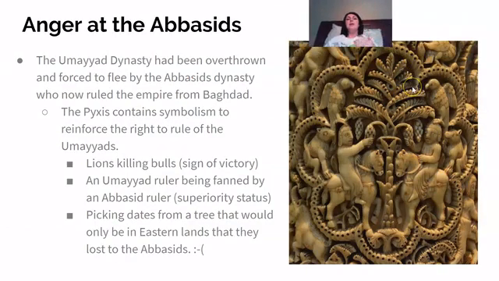All right. So there is a very passive aggressive message in this particular work of art. The Umayyads are kind of throwing shade, and no pun intended, because they're actually sitting under the shade of a date tree on this. They're throwing some shade at the Abbasids, who were now ruling from far away in Baghdad.